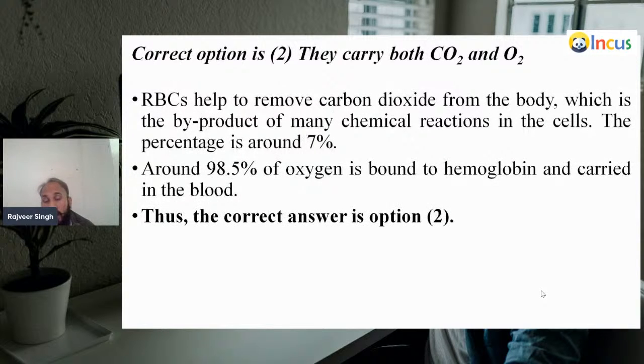Okay. If I talk more about the second option, RBCs help to remove carbon dioxide from the body, which is the byproduct of many chemical reactions in the cells, and the percentage is around 7%, and around 98.5% of oxygen is bound to hemoglobin and carried in the blood. So that is why we choose the second option as the right answer for this question.